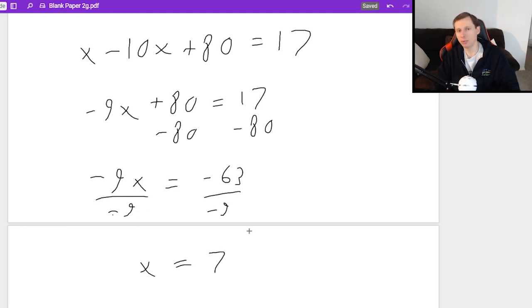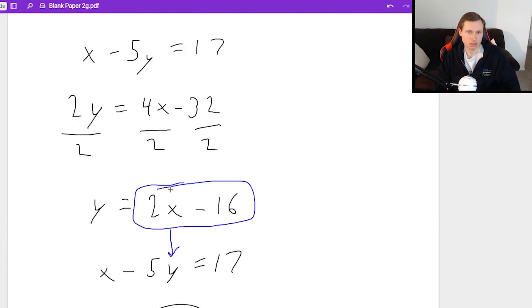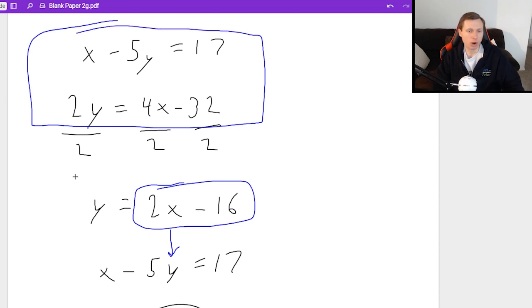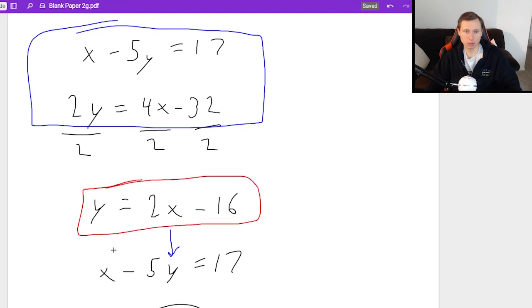Once again, if I want to find the other answer, then I need to plug back into one of my original equations, one of the top two. Alternatively, I can also plug into the equation where I divided both sides by 2. That's acceptable as well. As a matter of fact, that's probably the easiest one to use, so I'm going to use that one. y equals 2x minus 16.